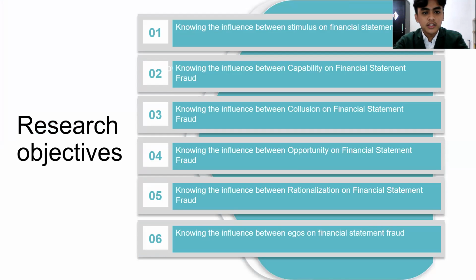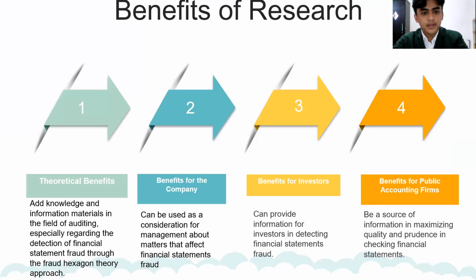My research objective is knowing the influence of my variables such as stimulus, capability, collusion, opportunity, rationalization, and ego on financial statement fraud. These are the benefits of my research. The theoretical benefit is to add knowledge and information materials in the field of auditing, especially regarding the detection of financial statement fraud through the fraud hexagon theory approach.